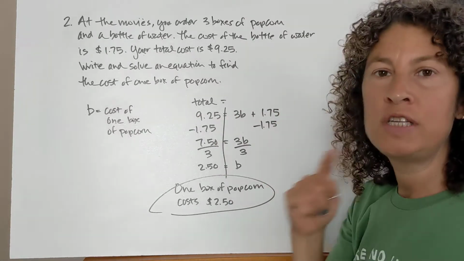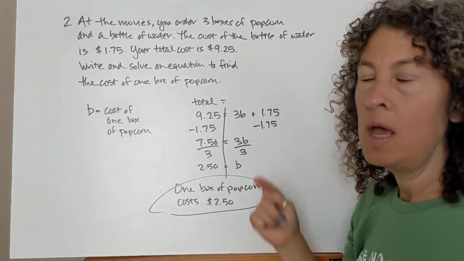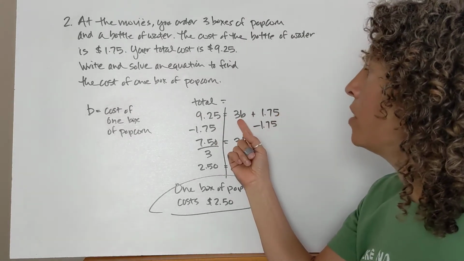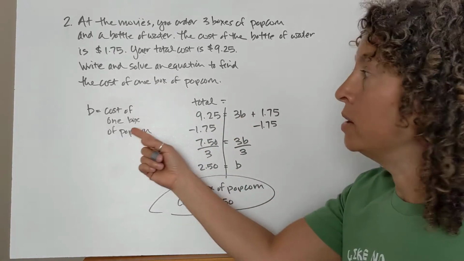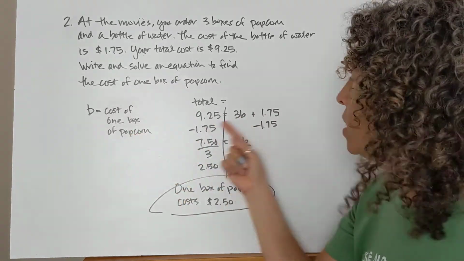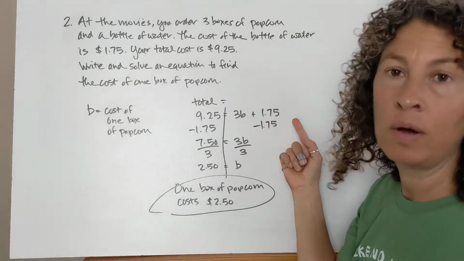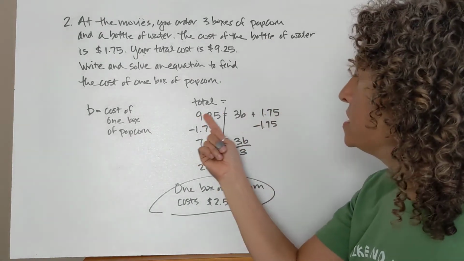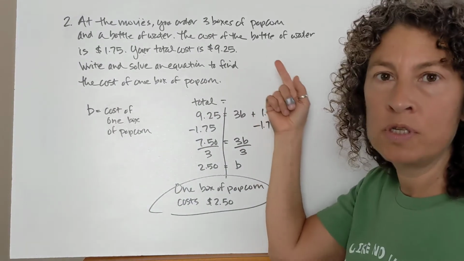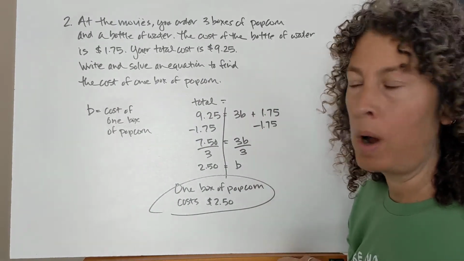Your equation should tell the story of what's happening. And this equation tells me, oh, you bought 3 boxes of popcorn. I know that because you told me what the B stands for. And you bought something for $1.75. What was that? Oh, that was the bottle of water. So this equation should really represent the story in your word problem.